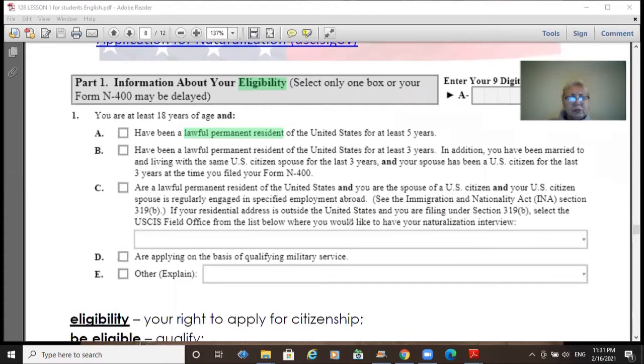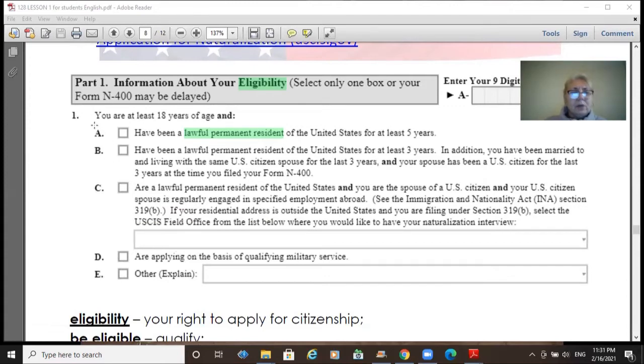Your eligibility is based on several factors. First of all, you must be at least 18 years old or older. And on top of that, your eligibility falls into several categories.